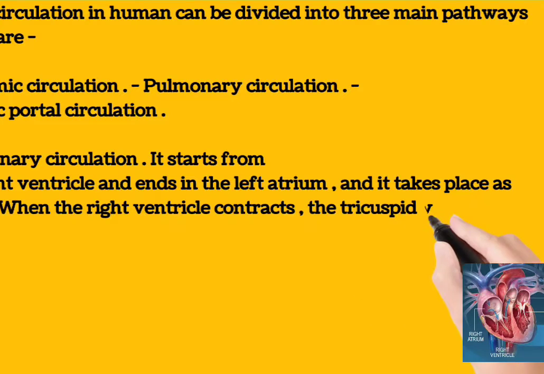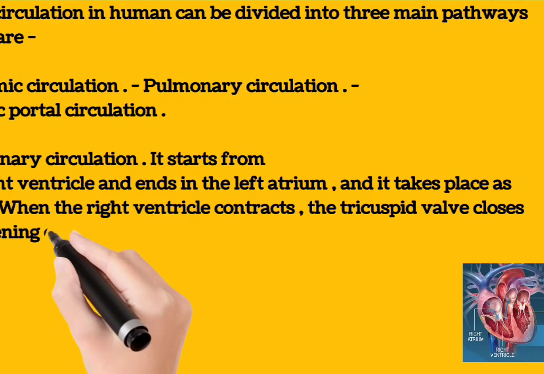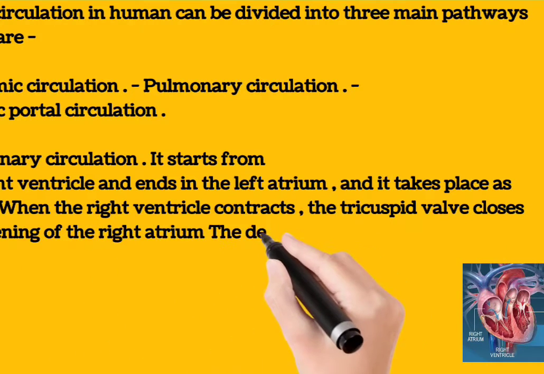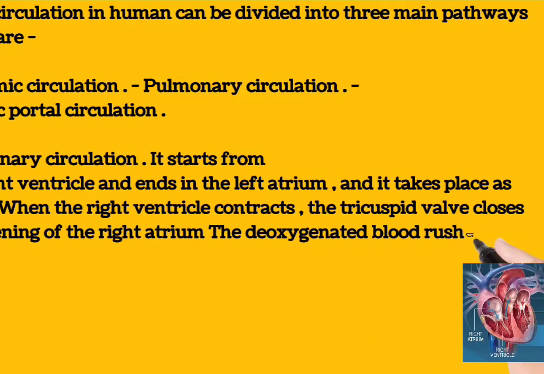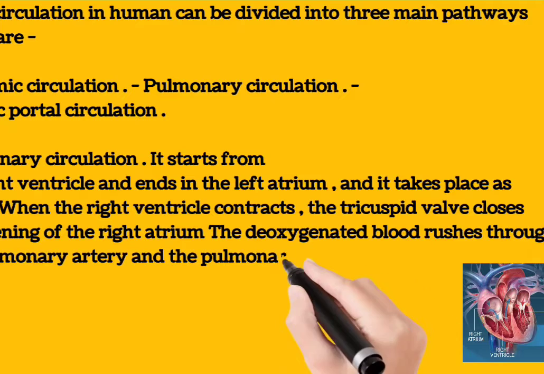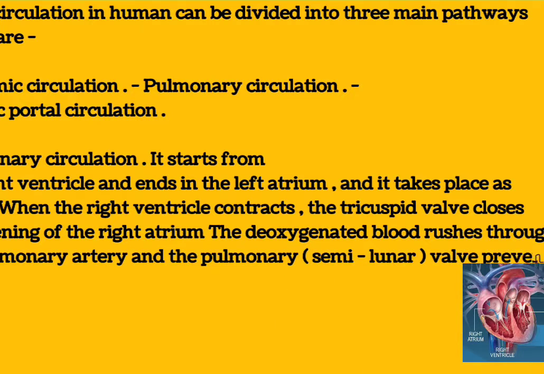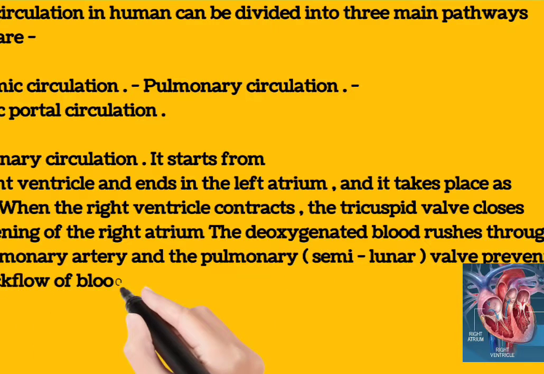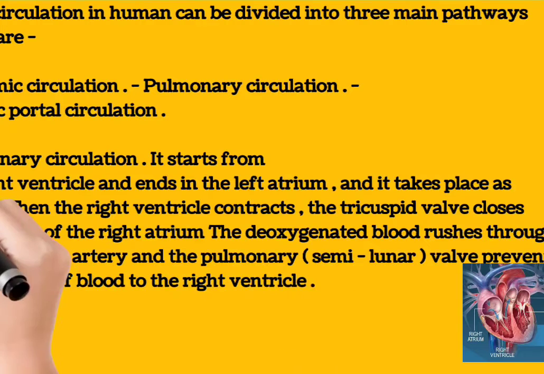as follows: when the right ventricle contracts, the tricuspid valve closes the opening of the right atrium. The deoxygenated blood rushes through the pulmonary artery, and the pulmonary semilunar valve prevents the backflow of blood to the right ventricle.